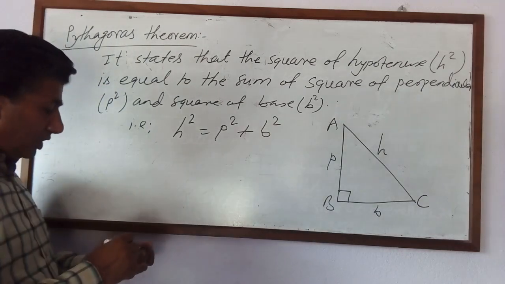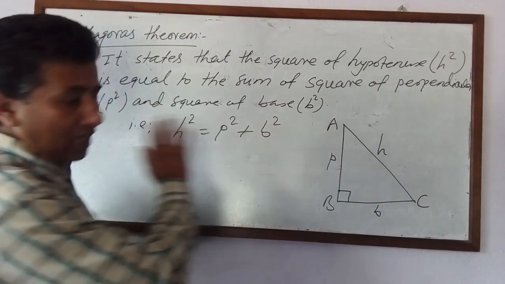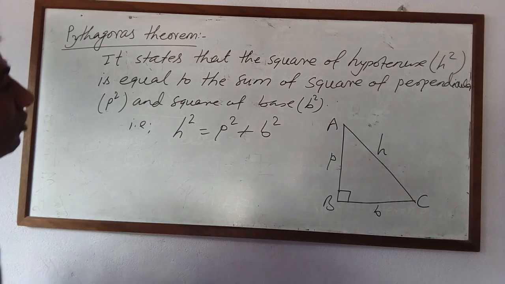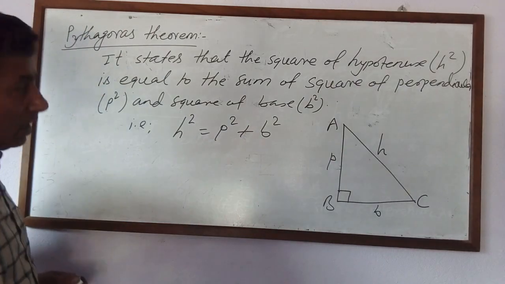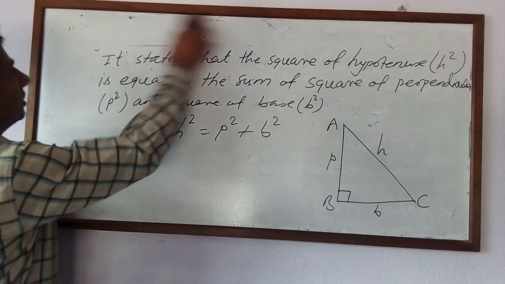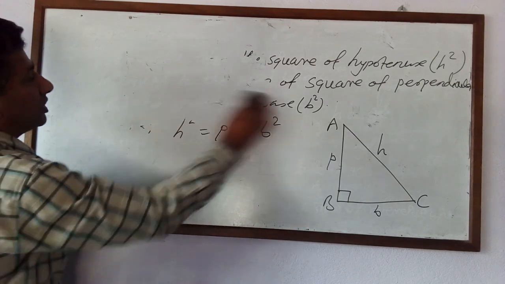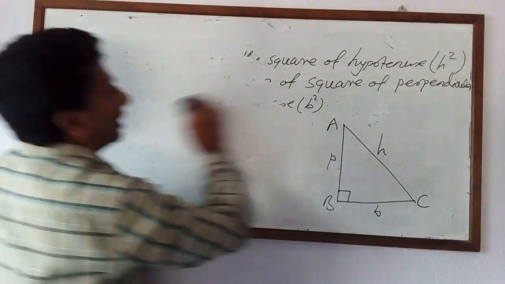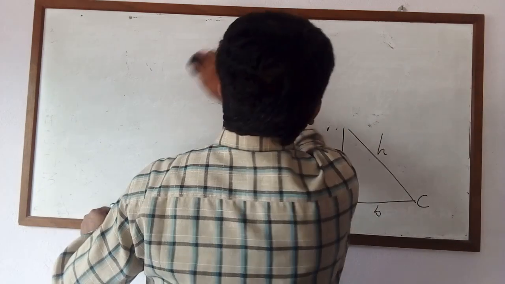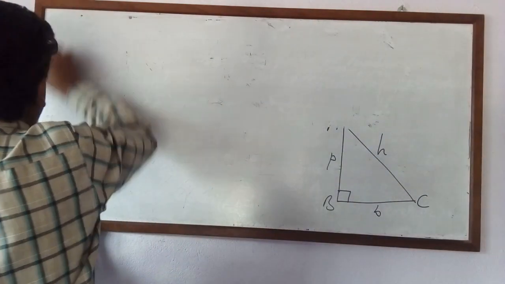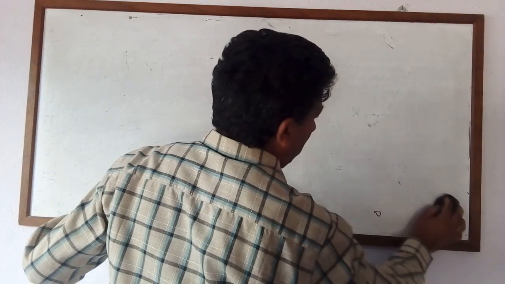Now before this, how to prove this? I'll prove this also. Now to prove this, first of all I'll write this first. First of all, we'll take the help of area. By the help of the area of a square, we can prove this.